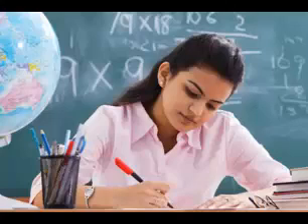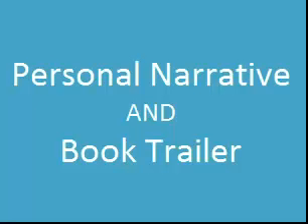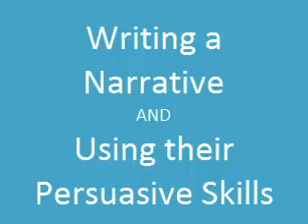Students' mastery of these objectives and standards can be measured by using a simple rubric that can be made available to you. You would grade students on 2 large categories, their personal narrative and their book trailer. For the personal narrative, you would grade on organization, development of ideas, and conventions. The book trailer would be assessed for content and production quality. At the end of the assignment, they would have mastered writing a narrative and using their persuasive skills to motivate others to read their narrative.